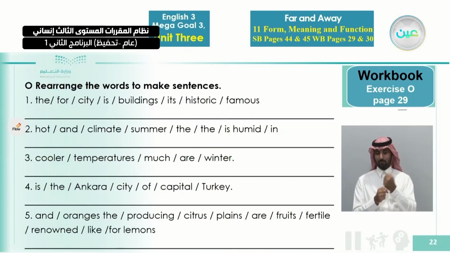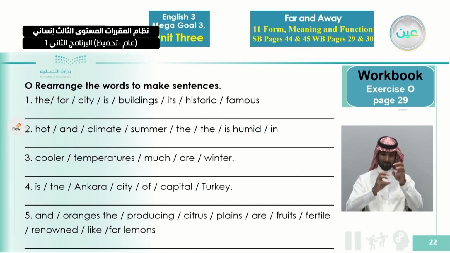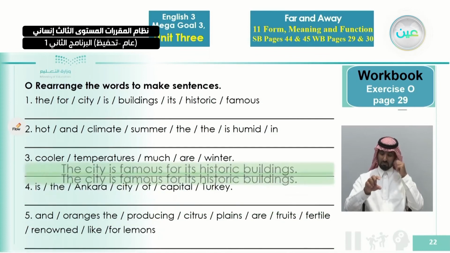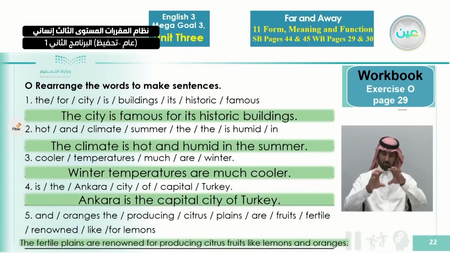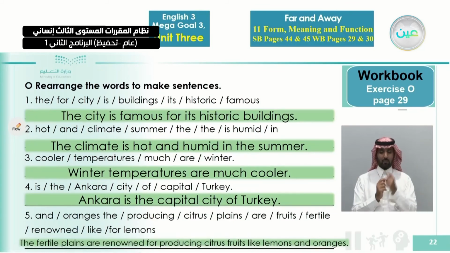Okay, now exercise O on page 29. Here, rearrange the words to make sentences. You will arrange the sentences. They are scrambled, and you need to unscramble them to make full sentences. You can do them by your own and come back to the model answer. Check for your answers if they're correct or not.